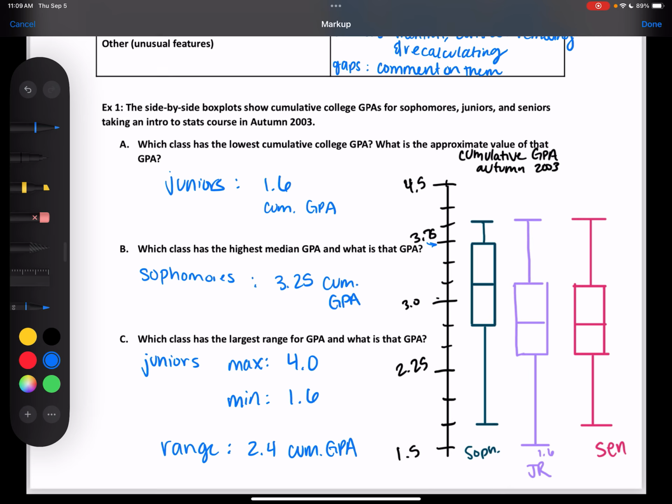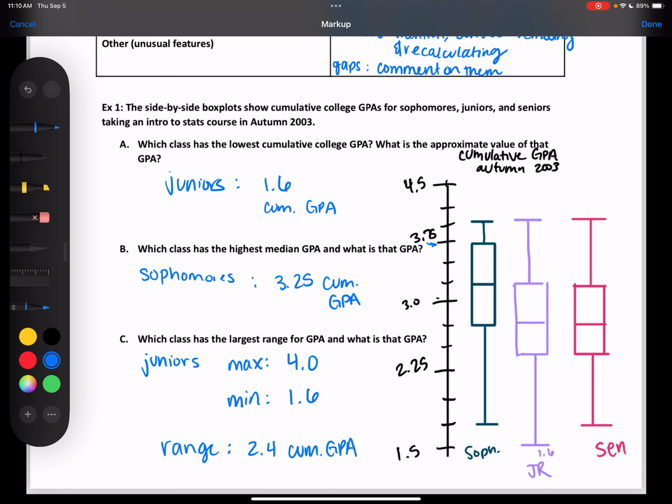All right, so I can leave this up on the screen for a second. We'll talk about D, and then I'll go to the next screen and write it. So, which class has the most symmetric set of GPAs? Seniors? Seniors, because it looks like it's pretty even on what's above and below. Obviously, my picture's not perfect, but it looks pretty even. And then, what about the most skewed? In which direction is it skewed? Right? Or would it be left? Going up in numerical order, so left. Yeah, so left.